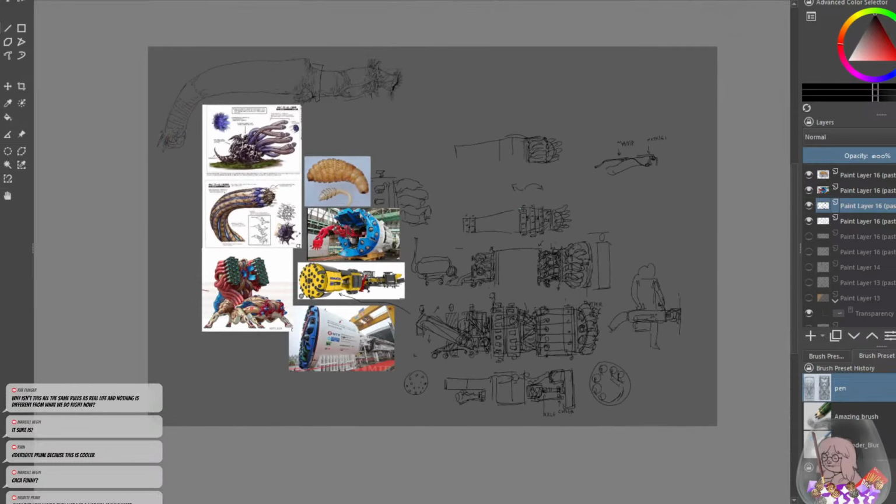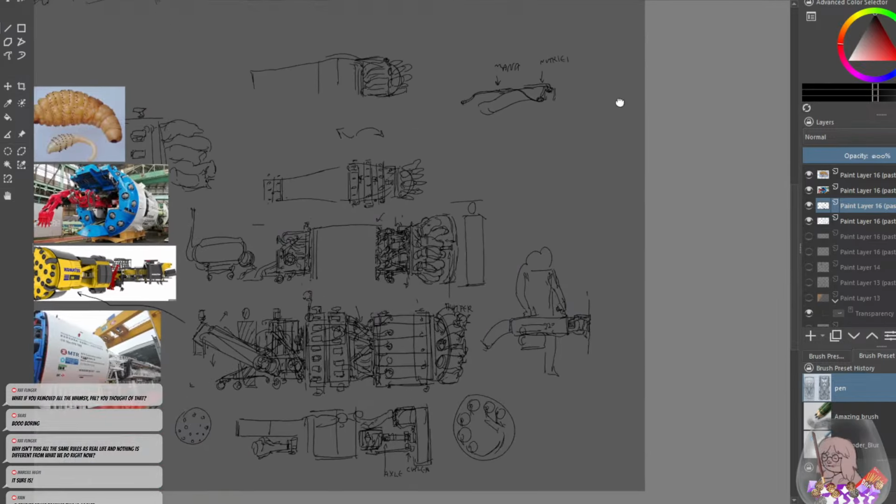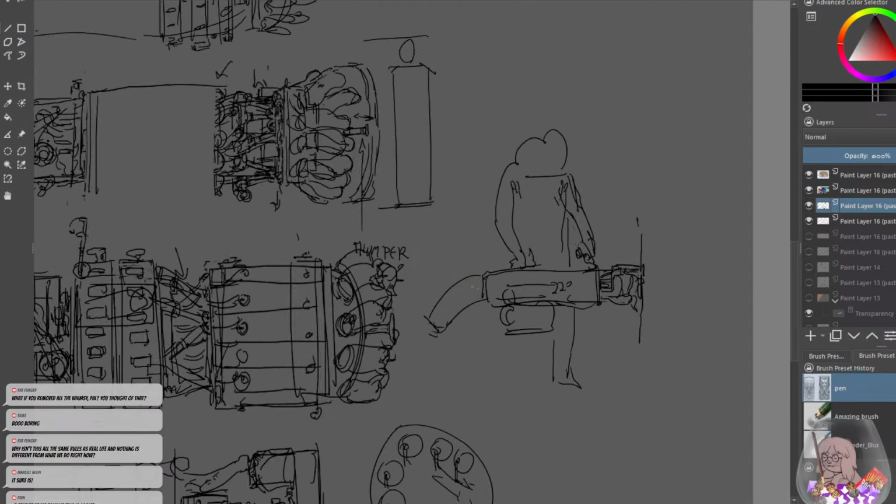Yeah, why isn't all the rules the same? Why isn't it all the same as real life and nothing is different? And you just make an IRL world. You just draw the real world. Just make realistic portraits. Why come up with fun ideas in the first place? Sorry, I'm taking the piss, but still.